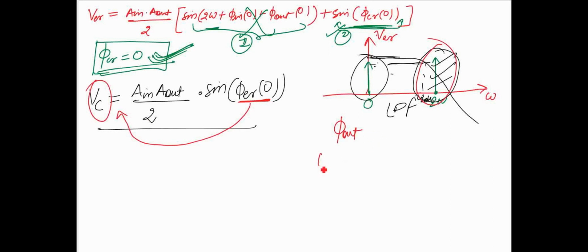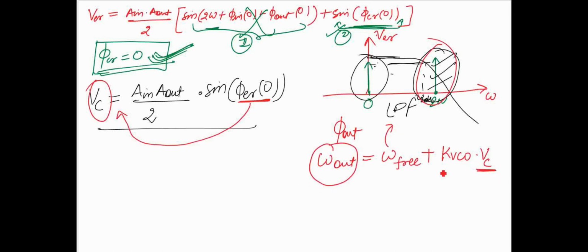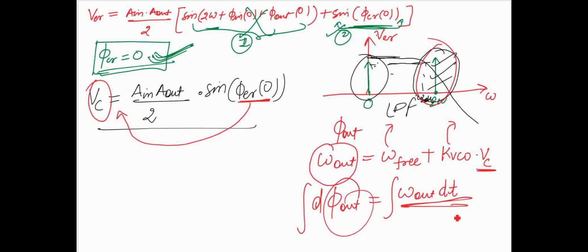Let me tell you that we saw omega out already in the first lecture. Omega out equals omega free plus K VCO dot VC. So this VC came here, and according to VC, this omega out will change. Omega free is the free running frequency of your VCO, and K VCO is the gain of the VCO. So what is phi out? Phi out follows this omega out. If your omega out is increasing, then your phi out will increase. So what is the requirement? According to that, your VC will change, and according to that, your phi out will change, and it will make the phase error equal to 0.